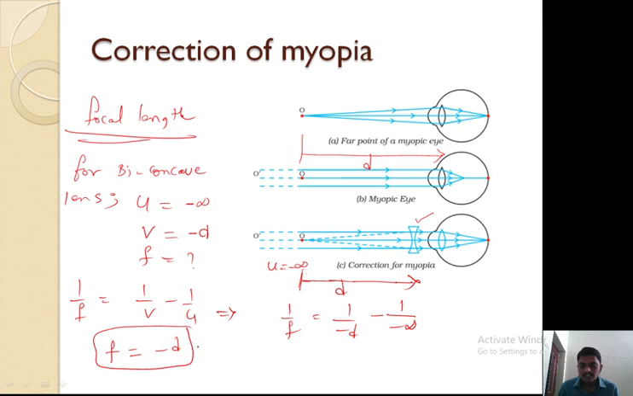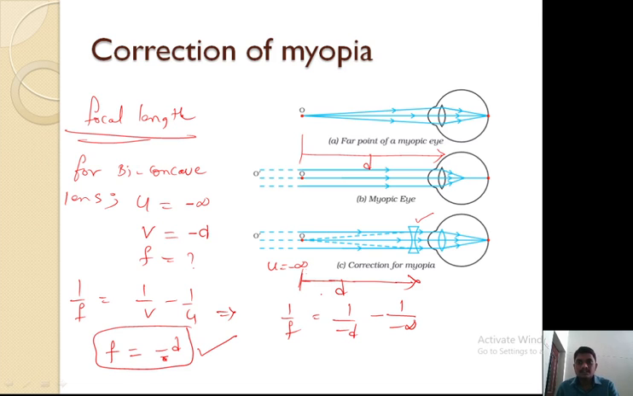What is the focal length of this biconcave lens? It must be equal to the far point. We got negative. Why? Because it is a biconcave lens, the focal length of a biconcave lens should be negative. So this is the required focal length. It depends upon the far point of the person. In this way we can correct myopia.